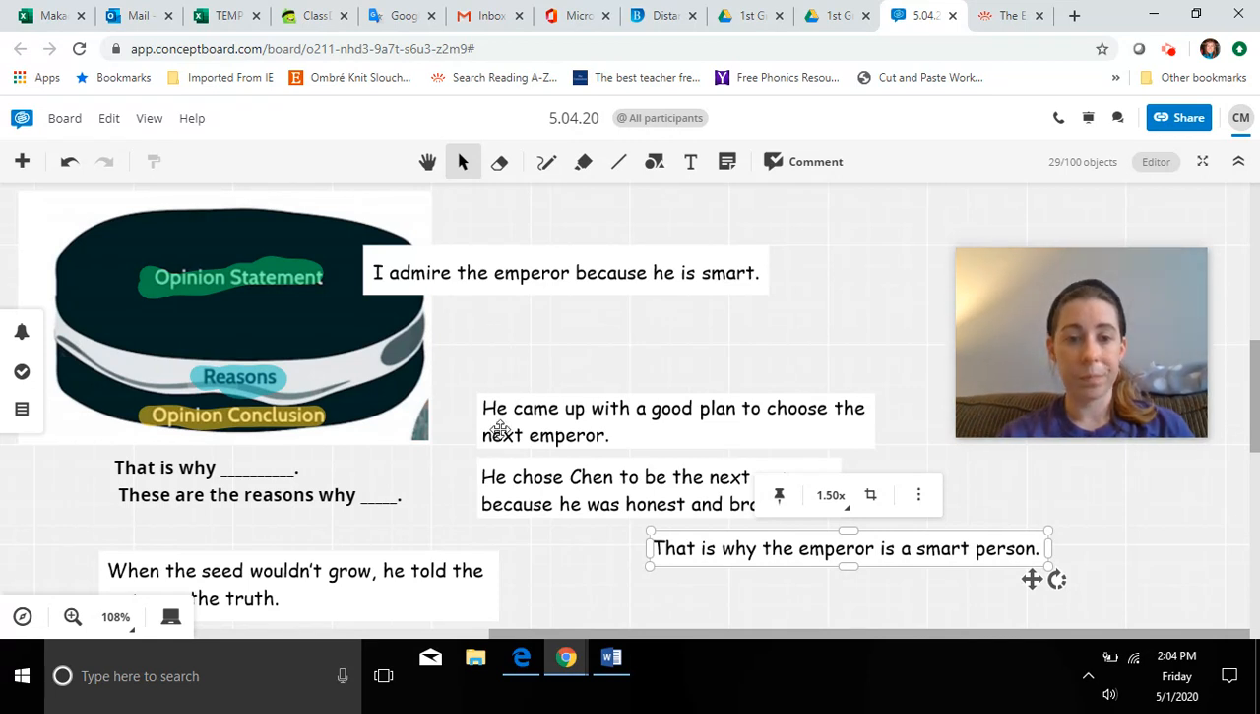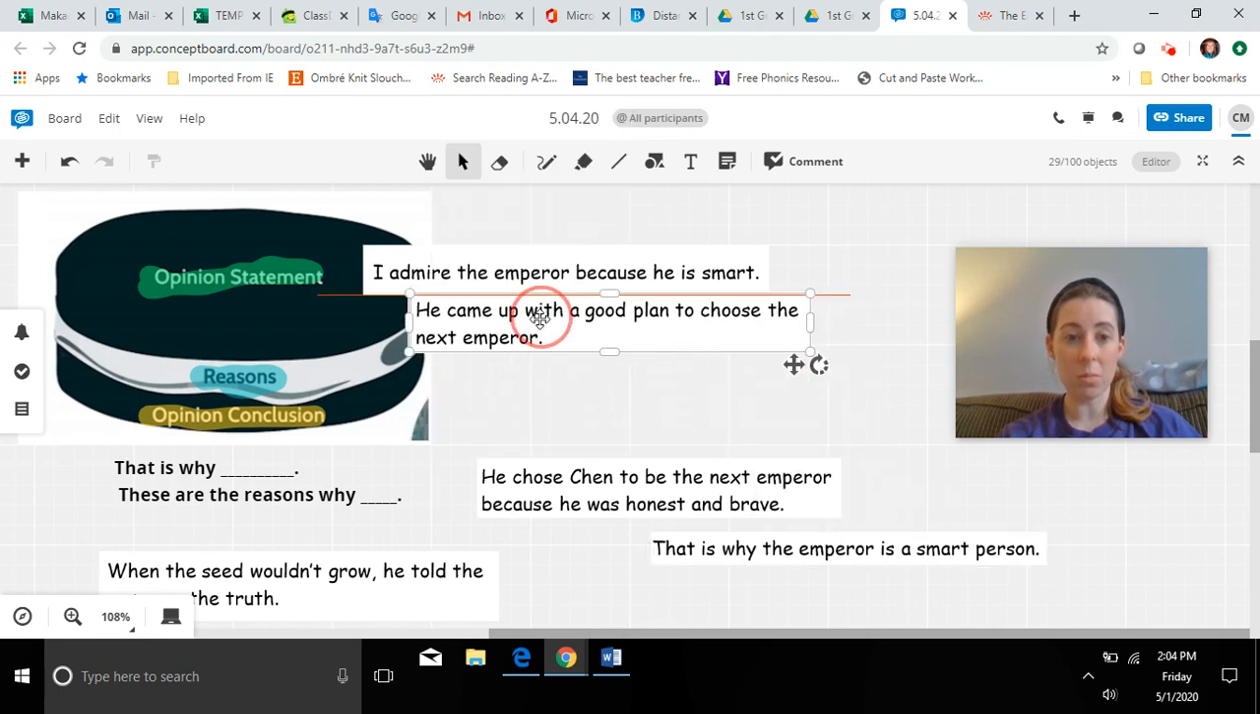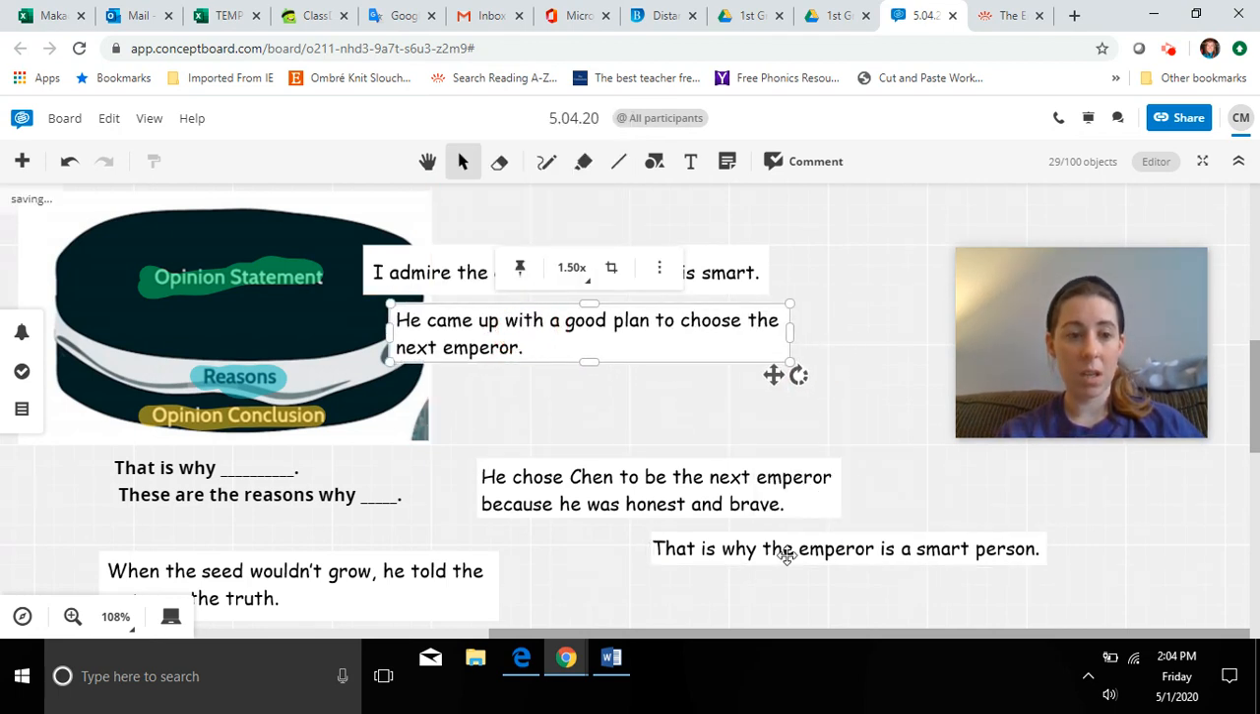Okay. Let's see what this one says. He came up with a good plan to choose the next emperor. Does that show a reason why he is smart, that he came up with a good plan? What do you think? Yes? No? I think yes. I think coming up with a good plan is something someone who is smart would do. Now this says reasons, so maybe there's 2 reasons here.